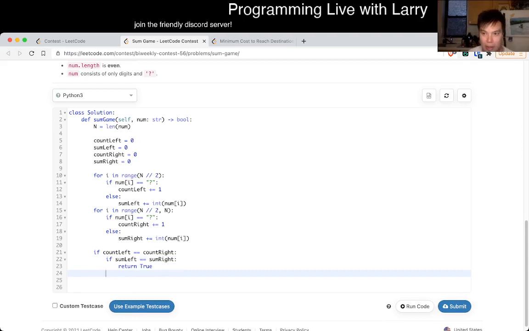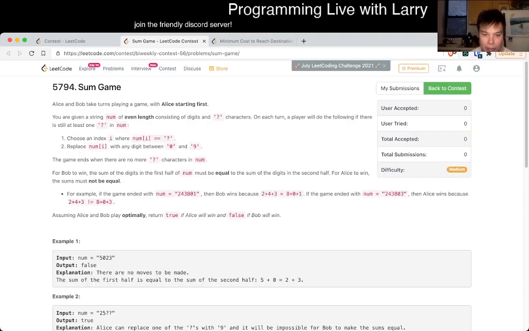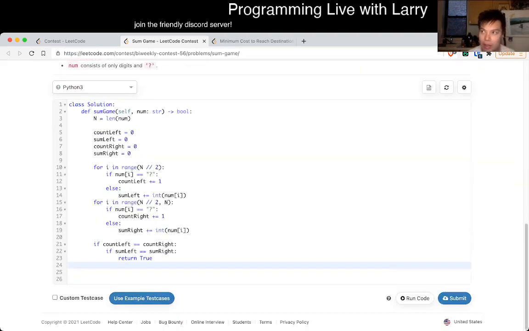Otherwise, can Bob make it the same? Oh, Alice has to make it not equal. Okay, whoops. So if they're the same, then Alice, then Bob always wins because Bob will just keep it the same. Okay.